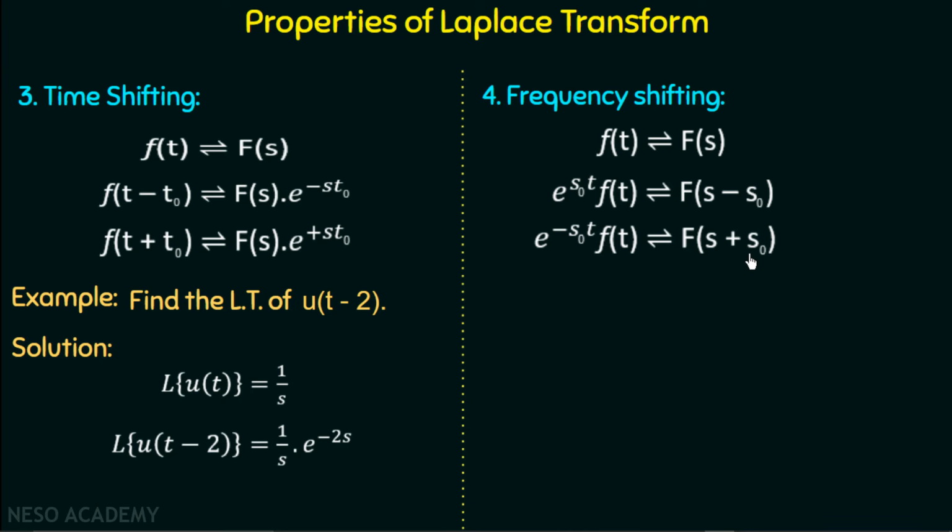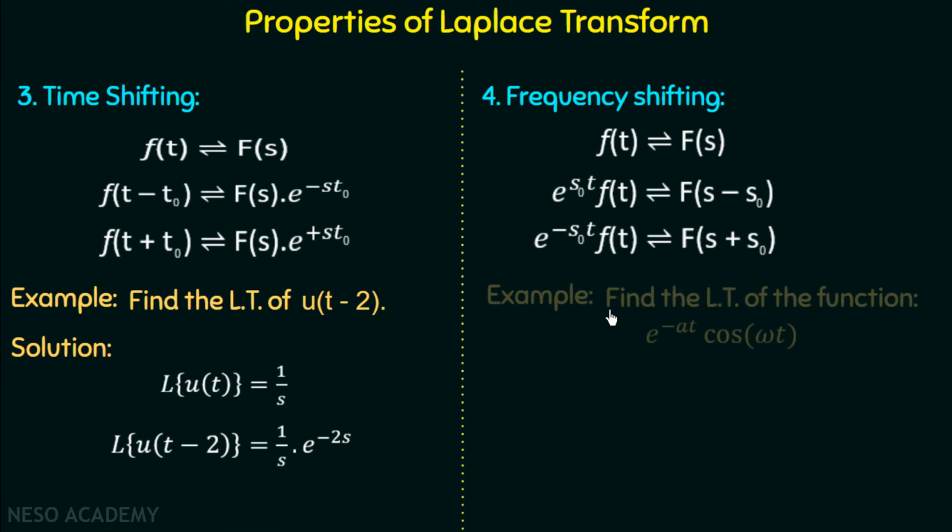So let's understand this property with the help of an example, and the example is given as: find the Laplace transform of the function e to the power minus at cos omega t. Now in this case, we know the Laplace transform of cos omega t, right? What is the Laplace transform of cos omega t? Yes, it is s over s square plus omega square. But in this case, we are having an exponential function e to the power minus at multiplied with this function. So we can easily find out the Laplace transform of this function by using the frequency shifting property.